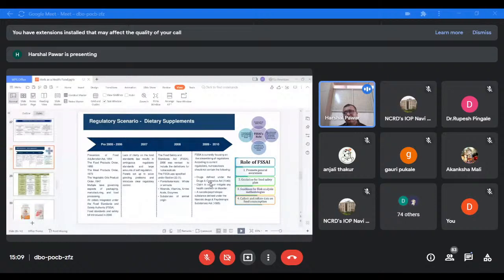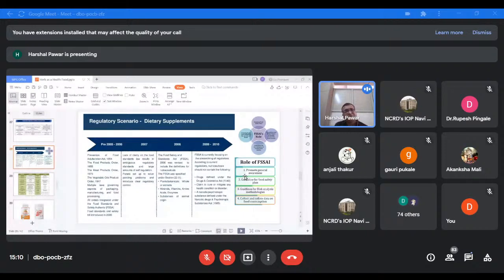And the basic role of this FSSAI is to provide you the guidelines pertaining to the different kinds of food supplements, dietary supplements, food products. It also provides you the list of herbal components, herbal material which is permitted to be incorporated into the different kinds of food supplements or dietary products. At the same time, it also provides you the different registrations and licenses for manufacturing and sale of the product.